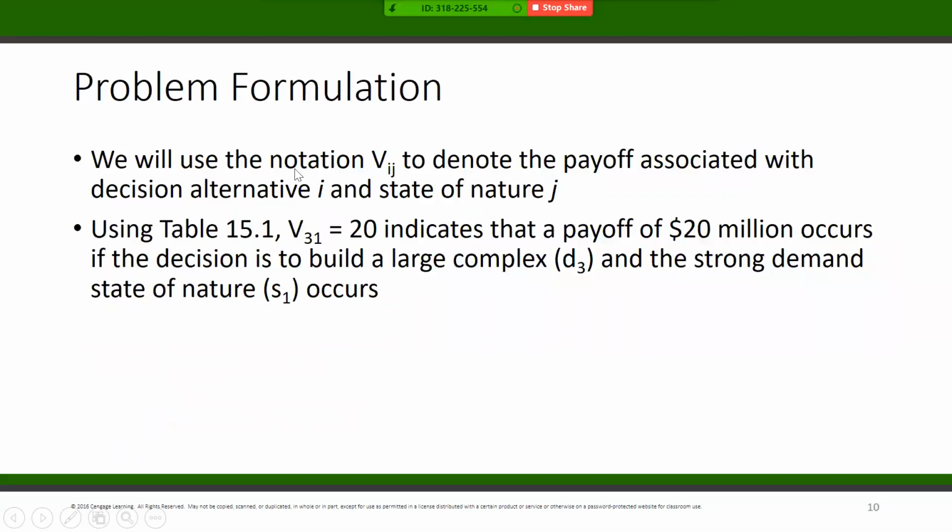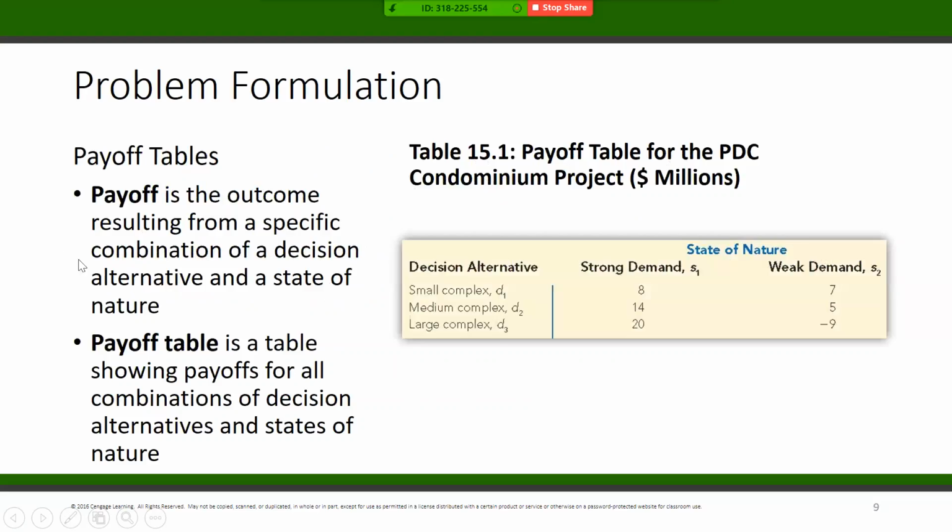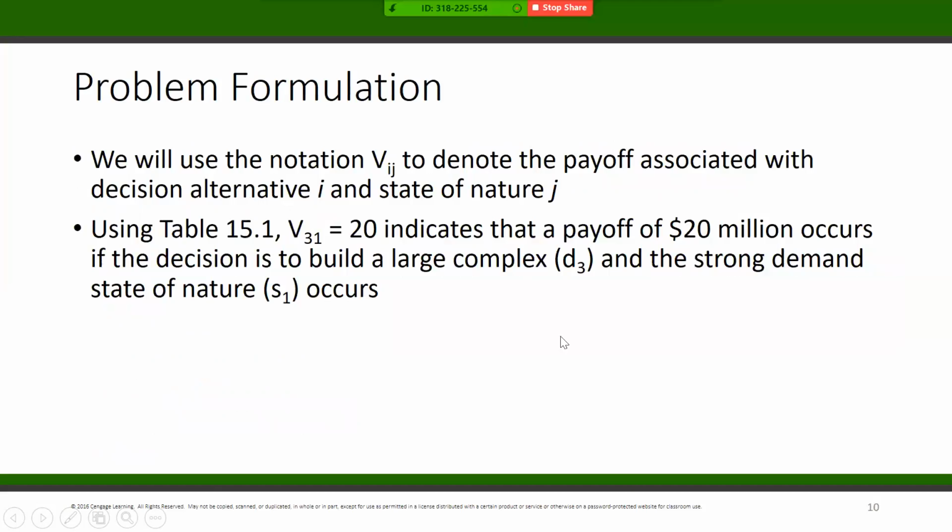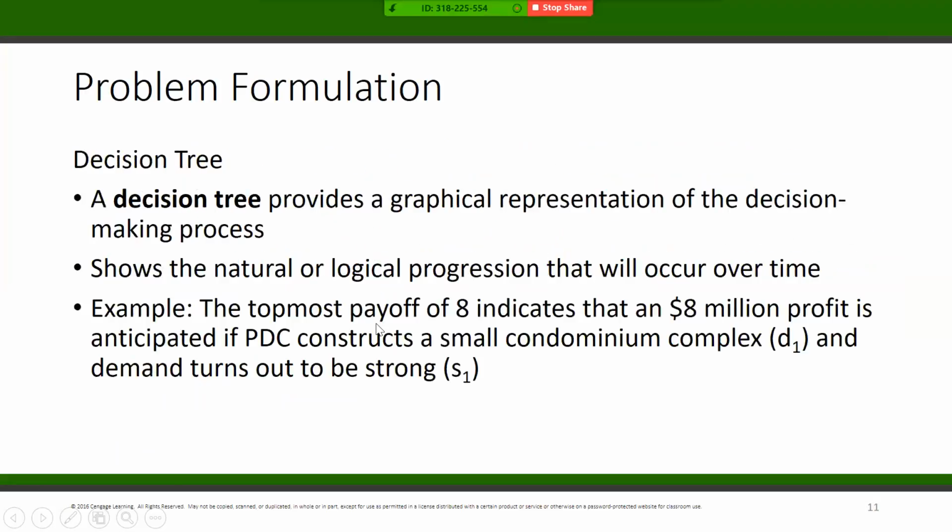All right, so we're going to use the notation Vij to denote the payoff associated with decision alternative i and state of nature j. And then using table 15.1, V31 equals 20. So V31 is 20, so it's 3, 1, so that's kind of how that works. And that indicates a payoff of $20 million occurs if the decision is to build a large complex and the strong demand state of nature occurs.